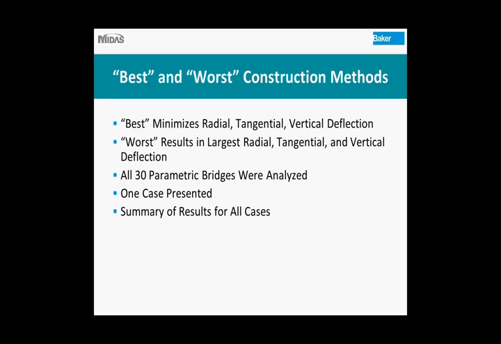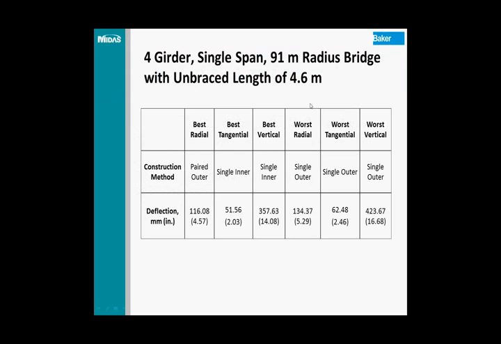So all 30 of our bridges were analyzed using all four of the construction methods. I'm going to present one case in some small detail and then a summary of results for all the other cases. So these are the deflection results for the 4-girder, single span, 91-meter radius bridge with an unbraced length of 4.6 meters.